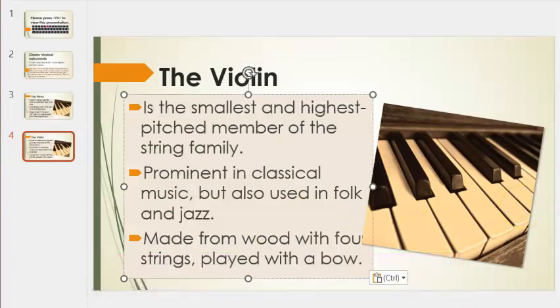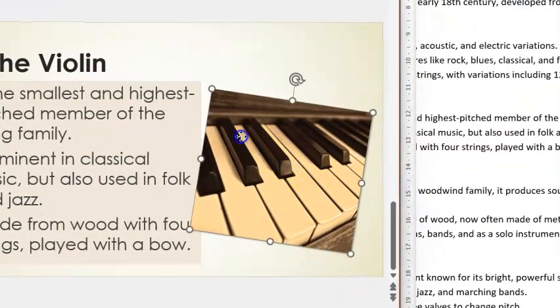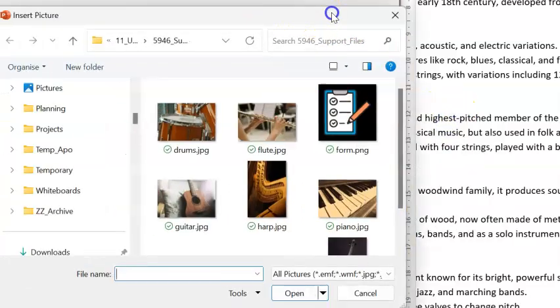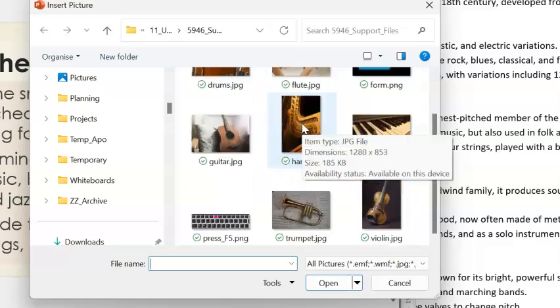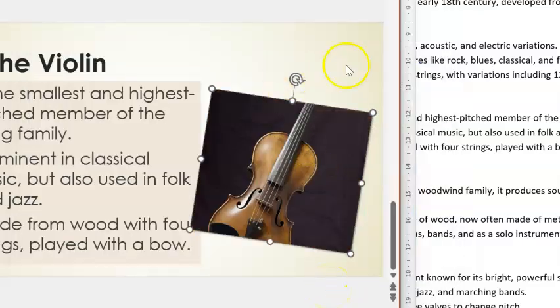I've gone ahead and put in the text, and as you can see, we do have a slight problem. But before I get too worried, what I'm going to do is replace the image. To do this, I'm going to right-click on the image, choose Change Picture, and select From This Device. Navigate into the support files area, and this time round, I want to insert my violin.